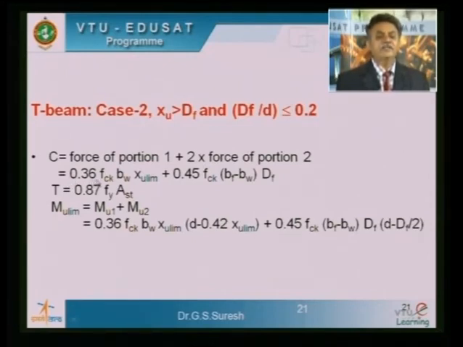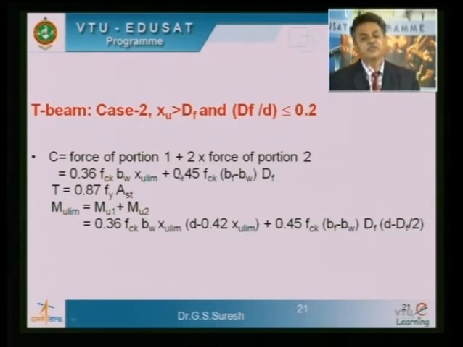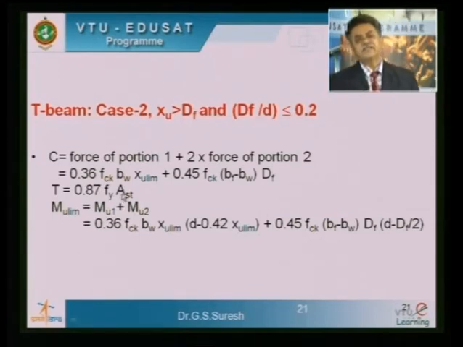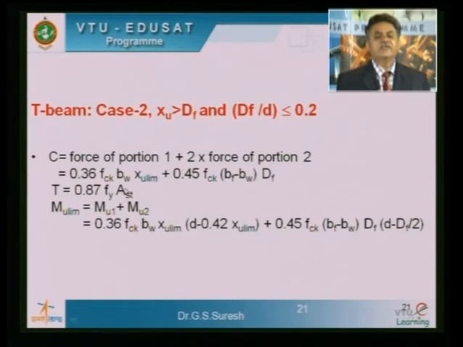So, here I have 0.36 FCK BW XU lim, where the width is BW. Now, I have the flange portion, wherein 0.45 FCK (BF minus BW) into DF, where instead of BW here I replace it by 2 times (BF minus BW) divided by 2, and DF is the thickness of the flange. The tensile force is simple: design stress into AST. Design stress is 0.87 FY, and AST is the area of steel.